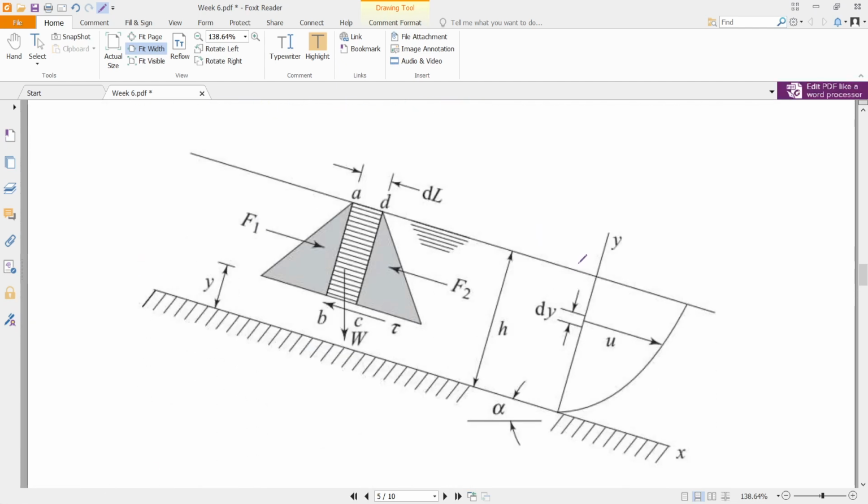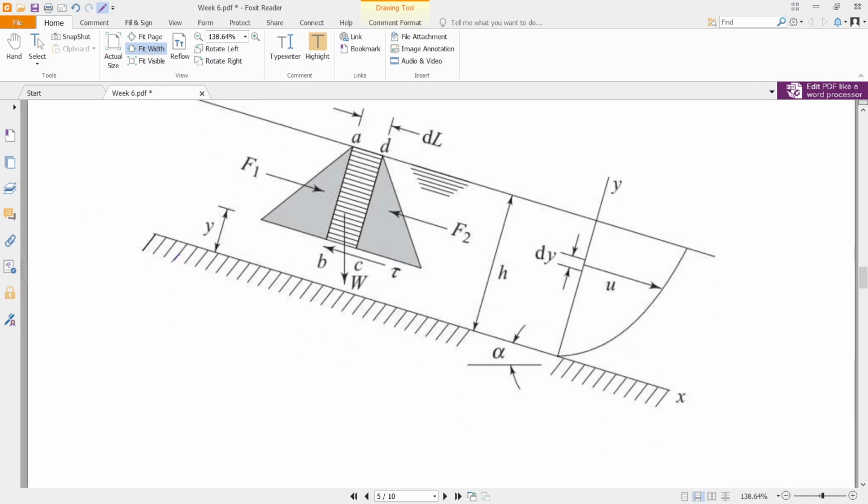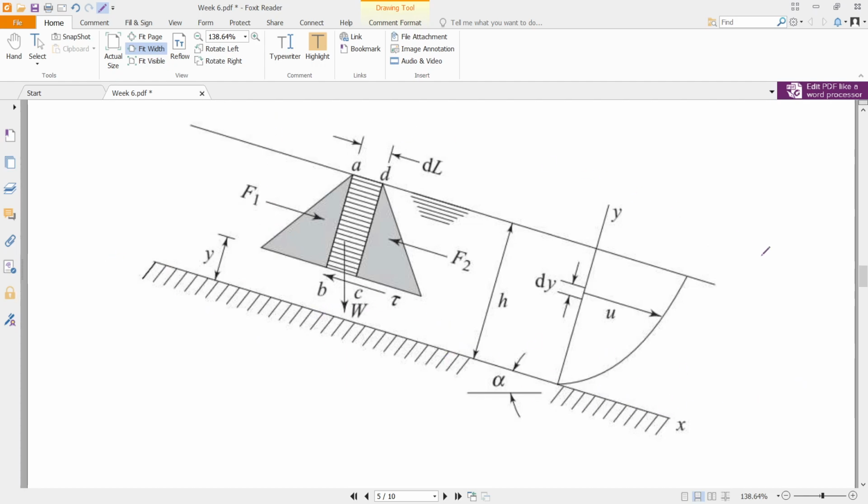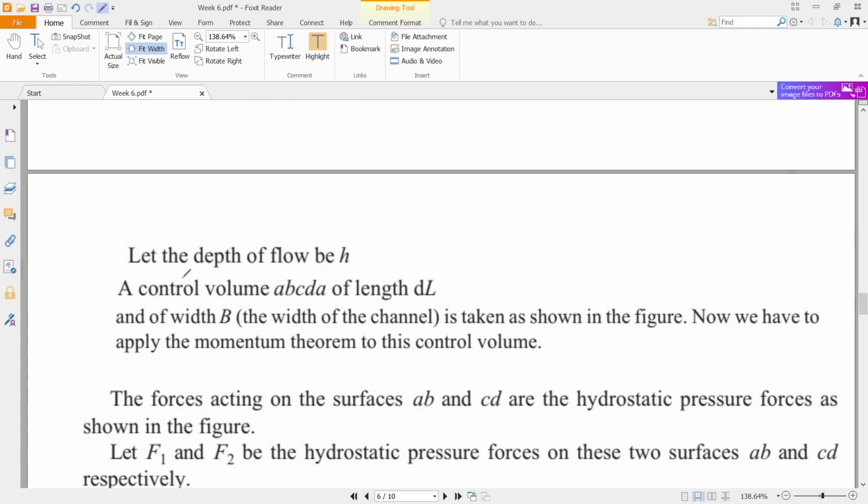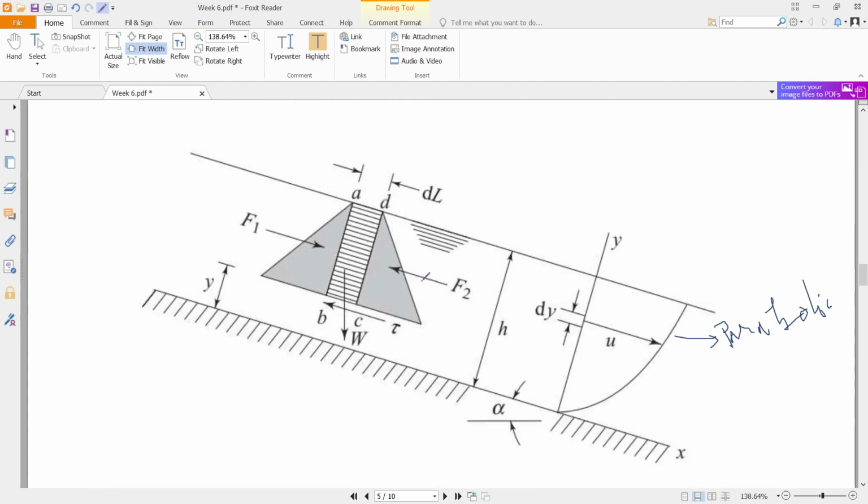So let us look at the problem figure. This is the problem figure. So this particular line represents the longitudinal slope, okay, the bed slope or the channel bed. This is the free surface. Okay, now this is the velocity distribution and you have to show that this distribution is parabolic. Okay, so your task is to prove that, or you have to show that this velocity distribution is parabolic in nature. So how to do this? Let's see. Let the depth of the flow be h. So this is the depth of the flow which is perpendicular to the channel bed. So let the depth of the flow be h.